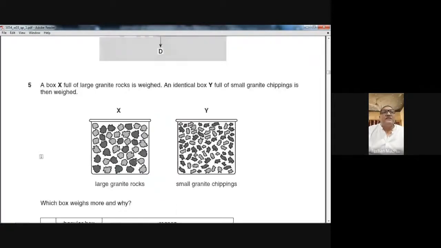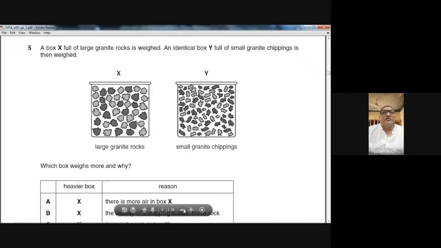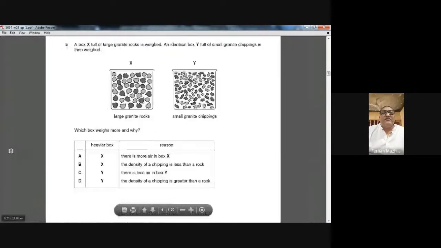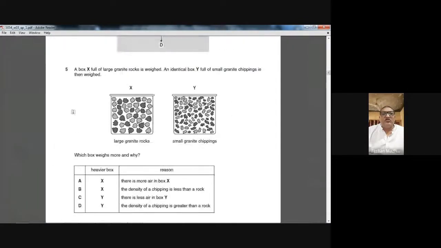Then we have the next question. Question number 5 is on your screen, and it says a box X full of large granite rocks is weighed. An identical box Y full of small granite chippings is then weighed. Which box weighs more and why?